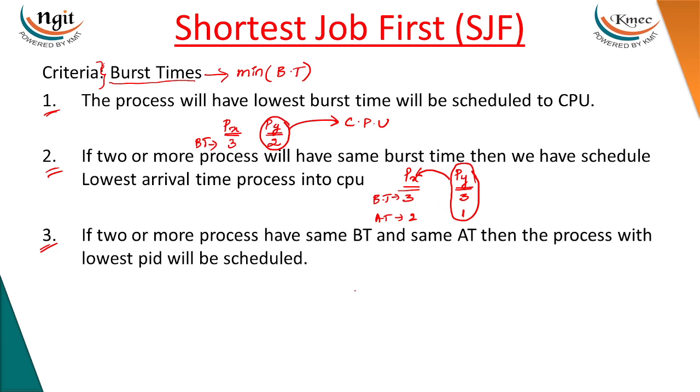Then there are cases where both have the same burst times and the same arrival times. Then we need to consider the minimum PID. The process which has the minimum PID will be scheduled into the CPU. So let's see the problem.